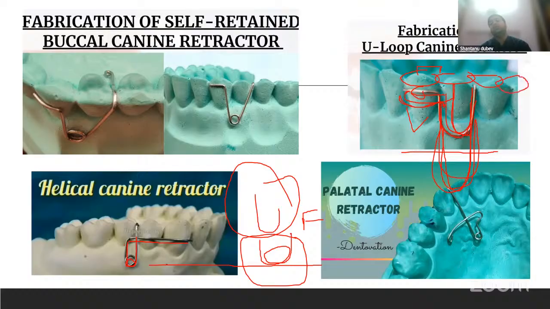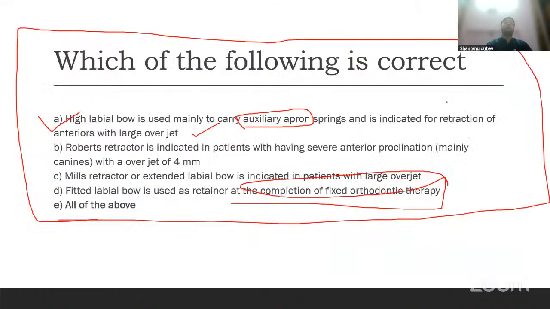The E-chain will keep on applying its force till it has the elasticity. It does not matter to the E-chain how much you want to move the canine. But here it is in full control. If the patient doesn't come to you for another year, the canine will only move till here. It will not go anywhere else. So that's the fail-safe mechanism. That is also there in loop mechanics in fixed orthodontic therapy.